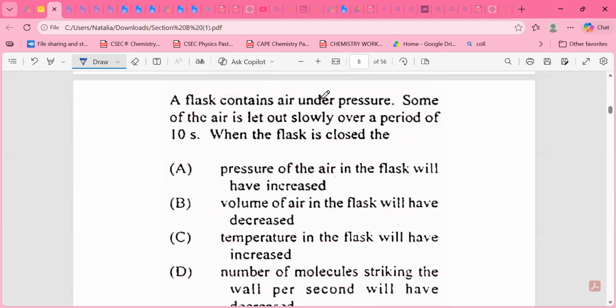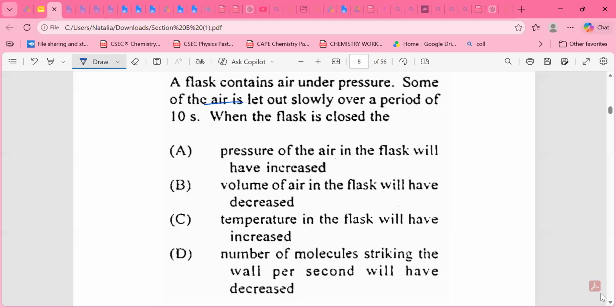A flask filled under pressure. Some of the air is let out over a period of 10 seconds. When the flask is closed, so you're releasing some of the air. Yes, B. So you're taking out some of the air, so you have fewer molecules striking the walls of the container.